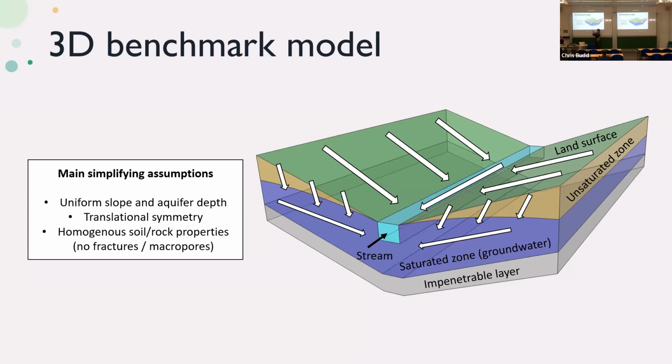But as long as the slope in the Y direction is small and the extent of my valley in the Y direction is large, then these flow components, which are perpendicular to the hill slope, will be negligibly small. And that's when I can reduce the model to 2D.